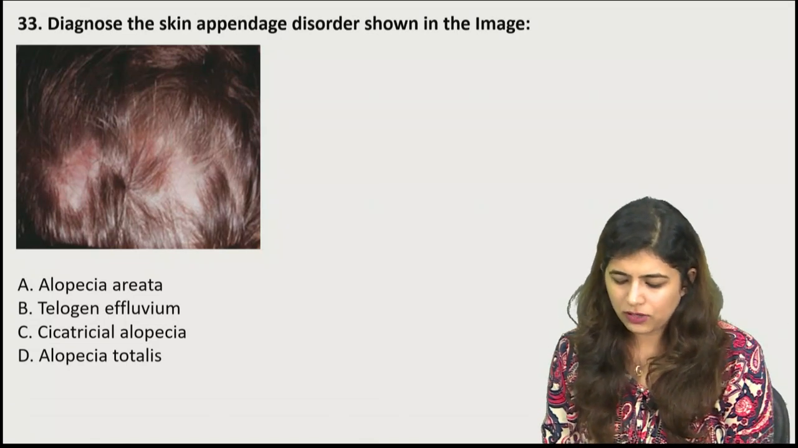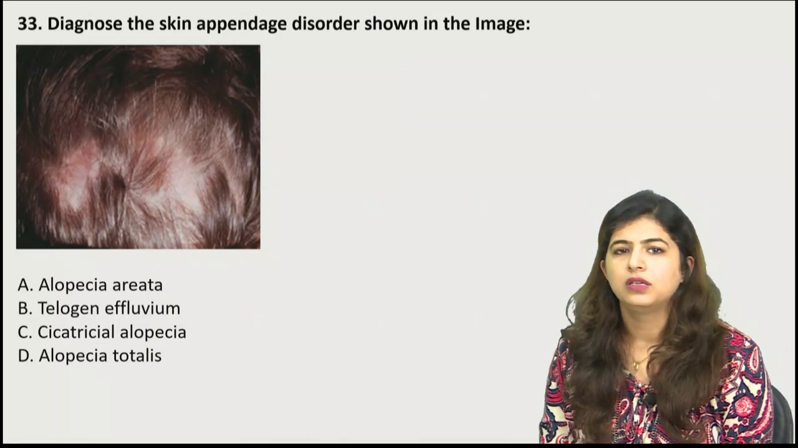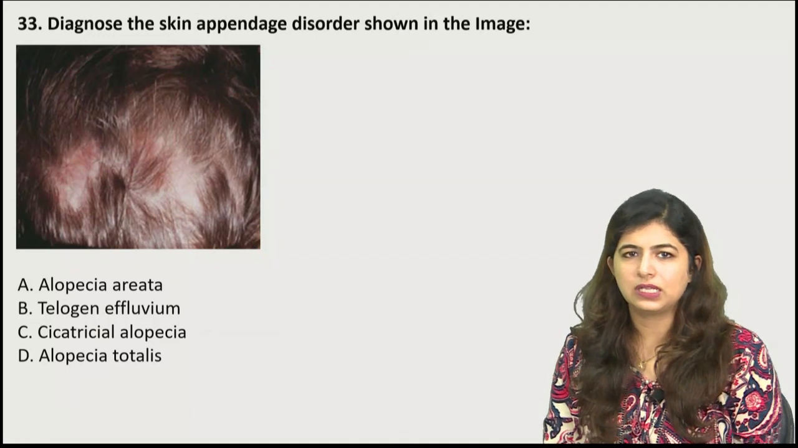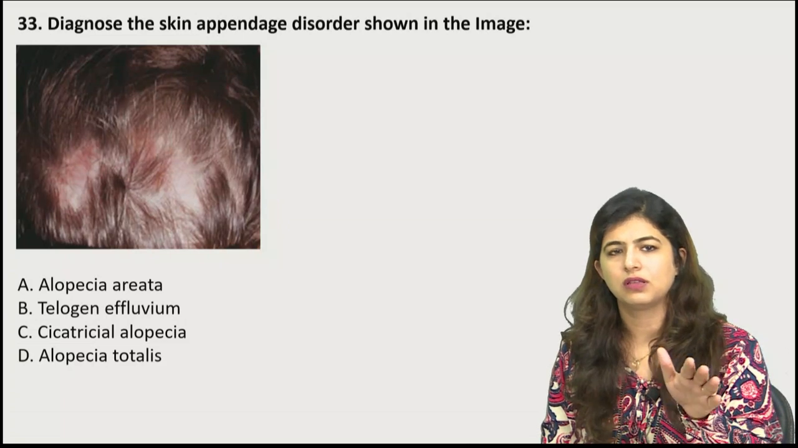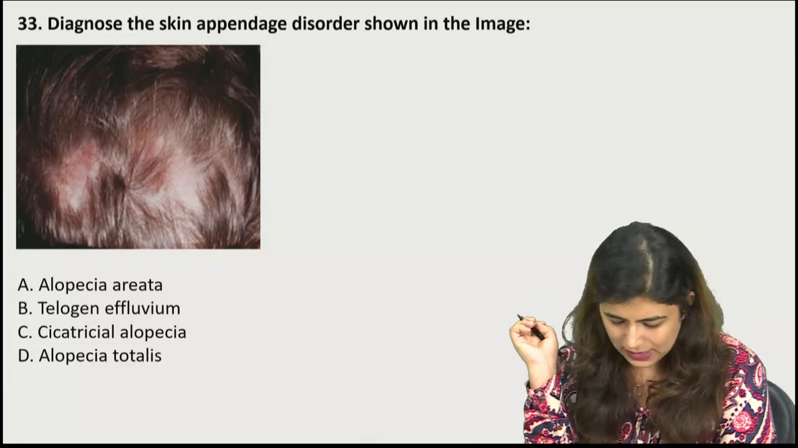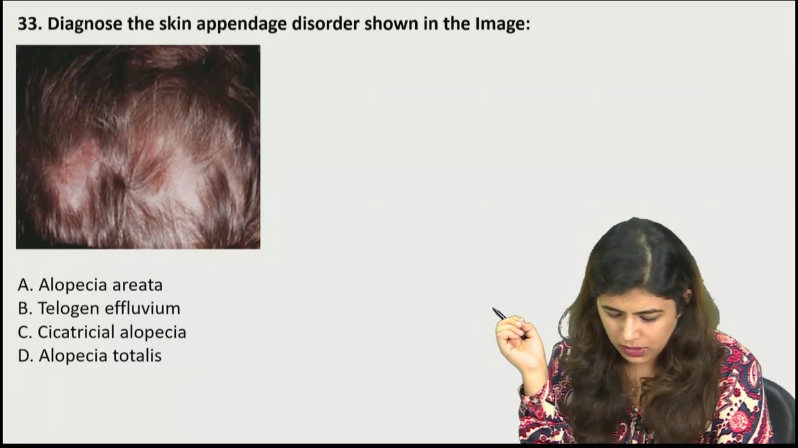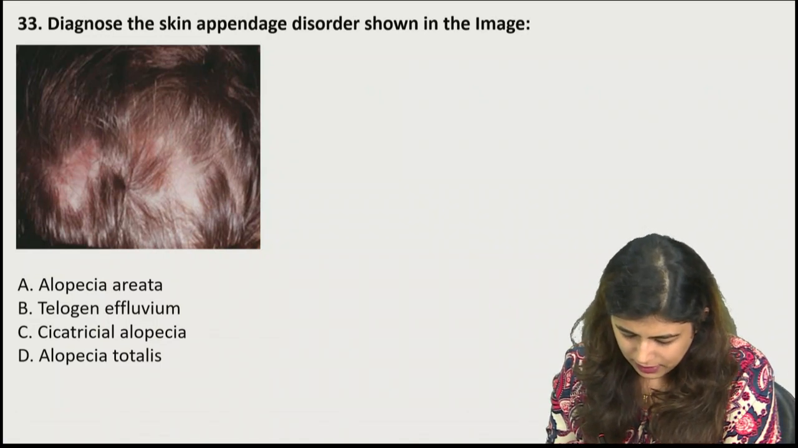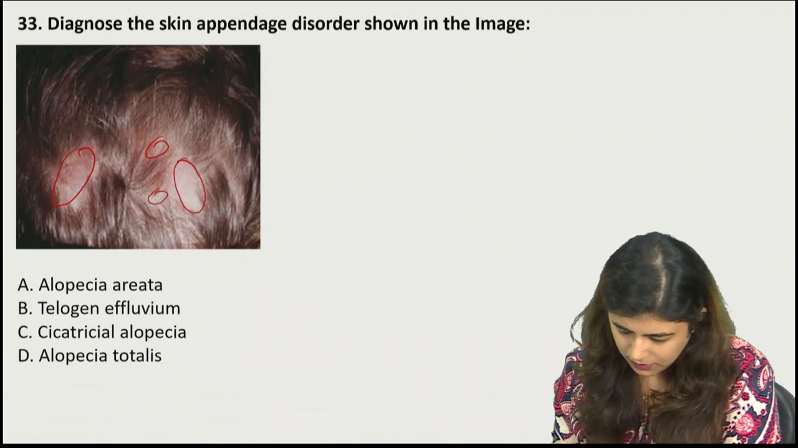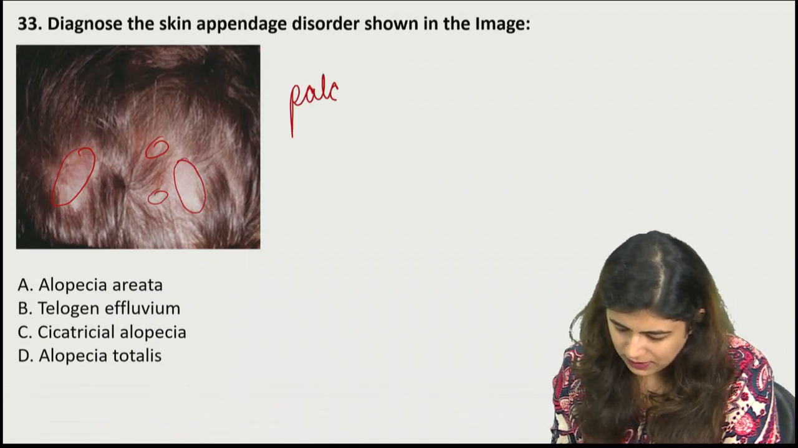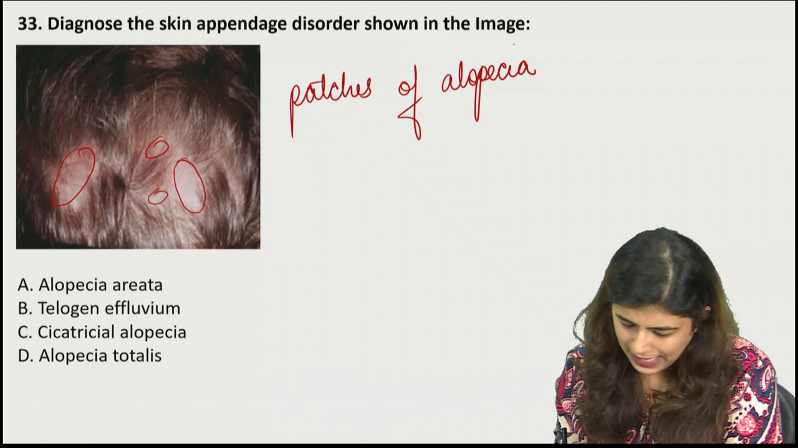Moving on to the next question, which is question number 33. Diagnose the skin appendage disorder shown in the image. Again, here there is no hint in the text. It is solely an image based question, which is how you will answer it. Now, what do I see in the image here? Well, it's not a very clear image, but what I notice is that there are multiple patches of alopecia.